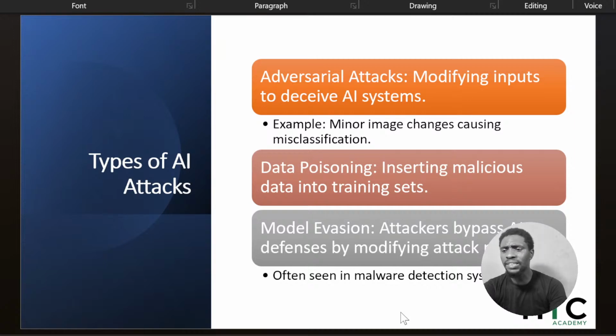The second form of attack and type of AI attack is data poisoning, which I've explained earlier. Data poisoning is when you insert malicious data into the training set. Like I said, there are 5 major components: the algorithm, the model, the data set, the application, and the infrastructure. So data poisoning is when you insert malicious data into the training set. That's what it means by poisoning.